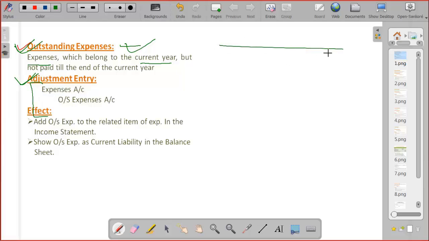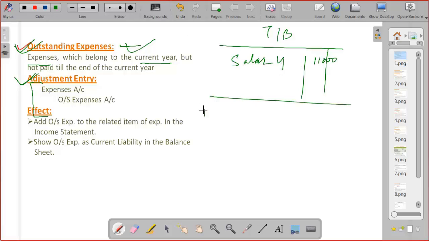Suppose this is our trial balance. This trial balance is given in the question, and as per this trial balance, suppose salary is there. In this trial balance, salary is given. How much salary is given? Suppose 11,000. Okay, and below this trial balance, what is written? That salary paid is only for 11 months. This is the other information actually.